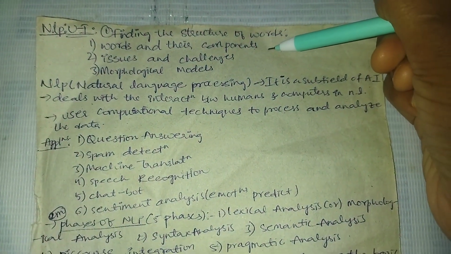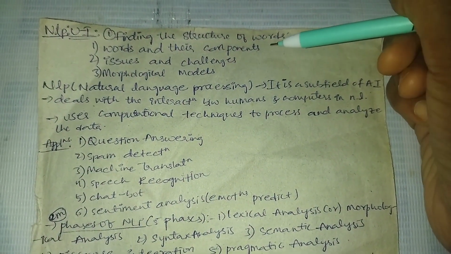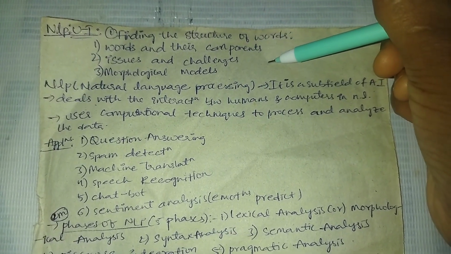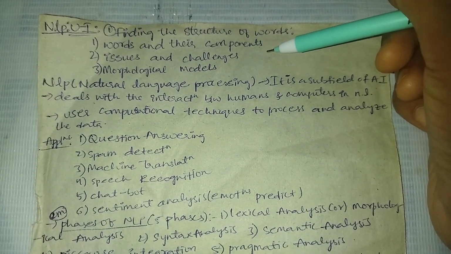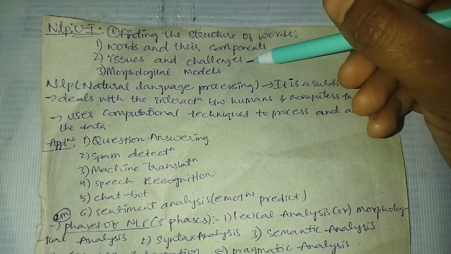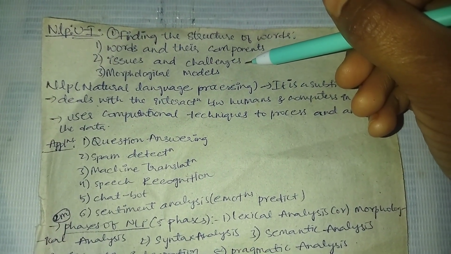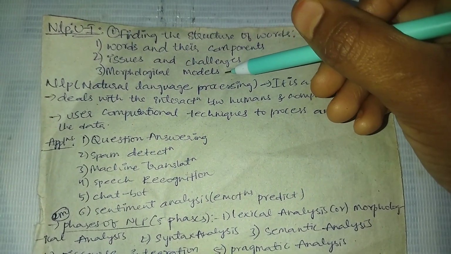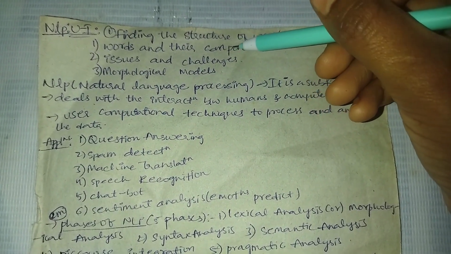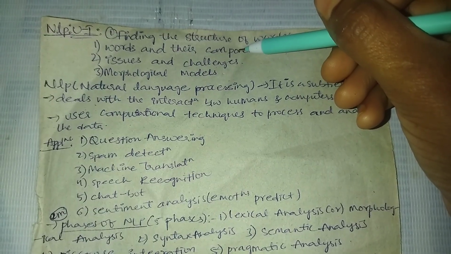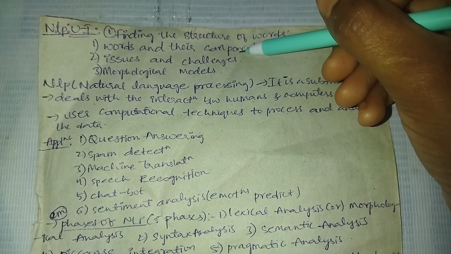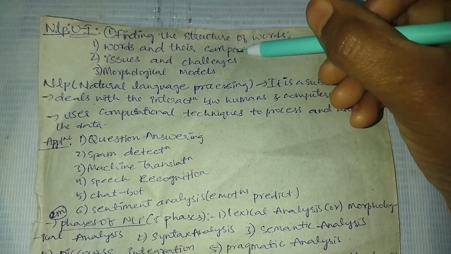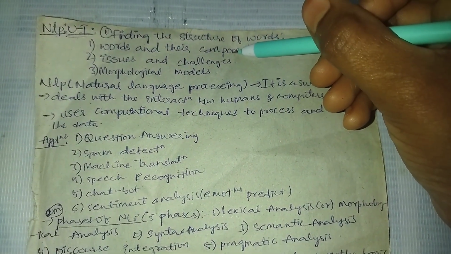Today's concept is natural language processing. In the NLP subject, in the first unit we have three important concepts: finding the structure of words, issues and challenges concept, and morphological model concept. In words and their components concept we have tokens, lexemes, morphemes, typology. These are the four types included in words and their components concept.